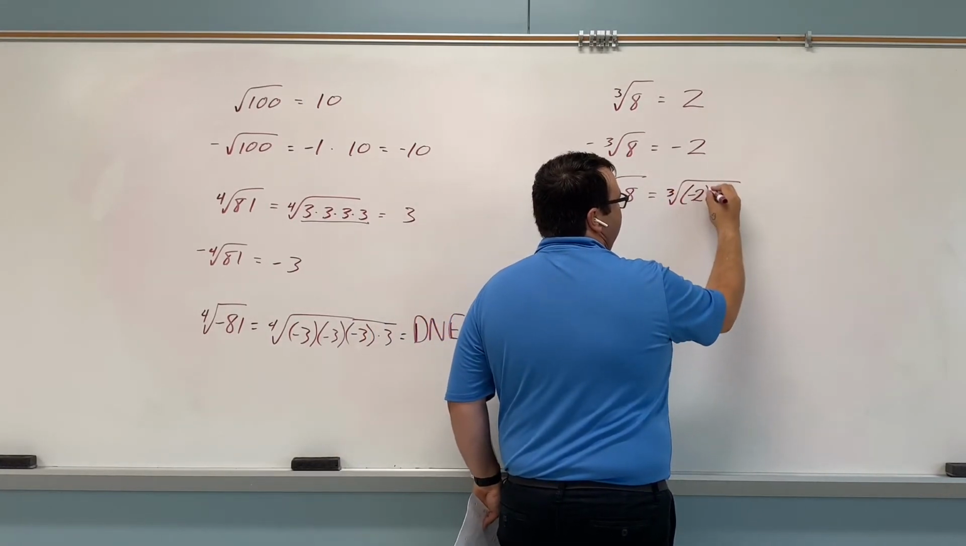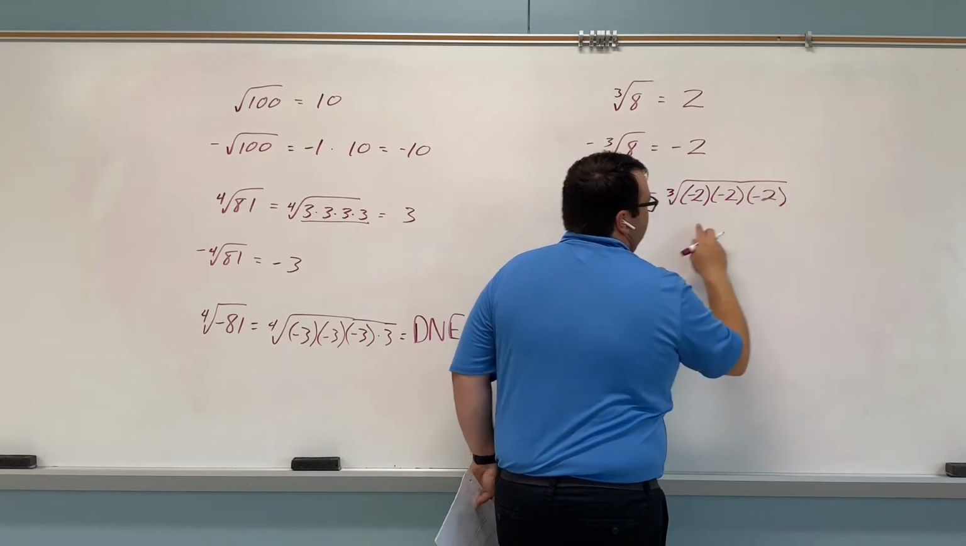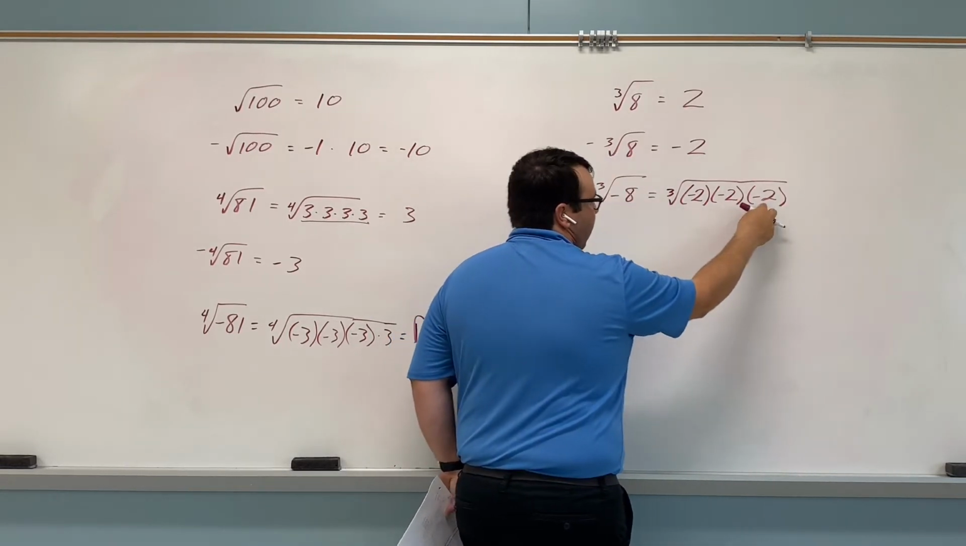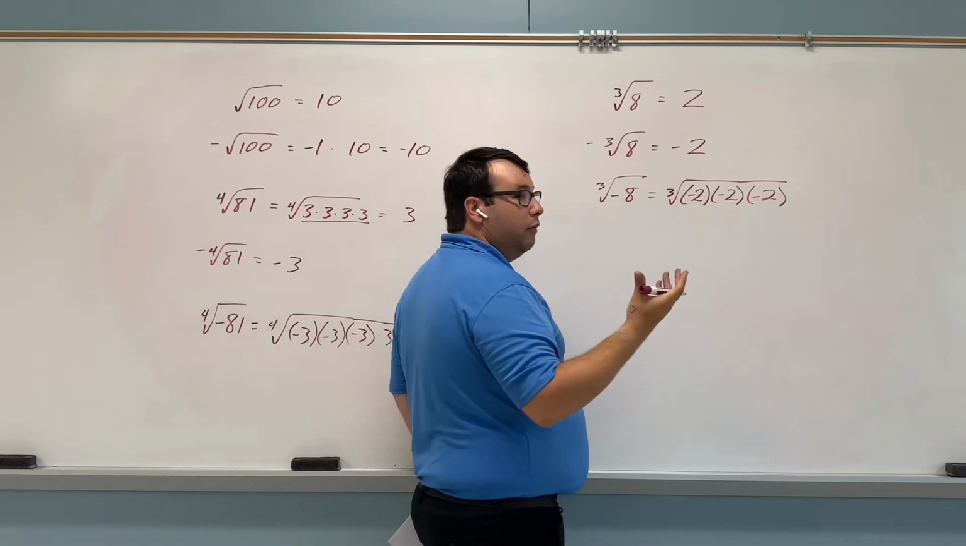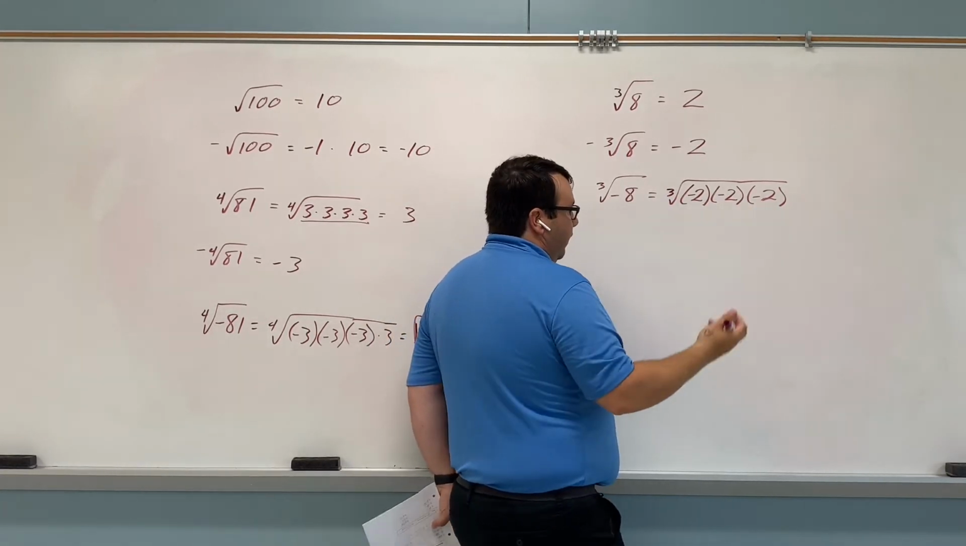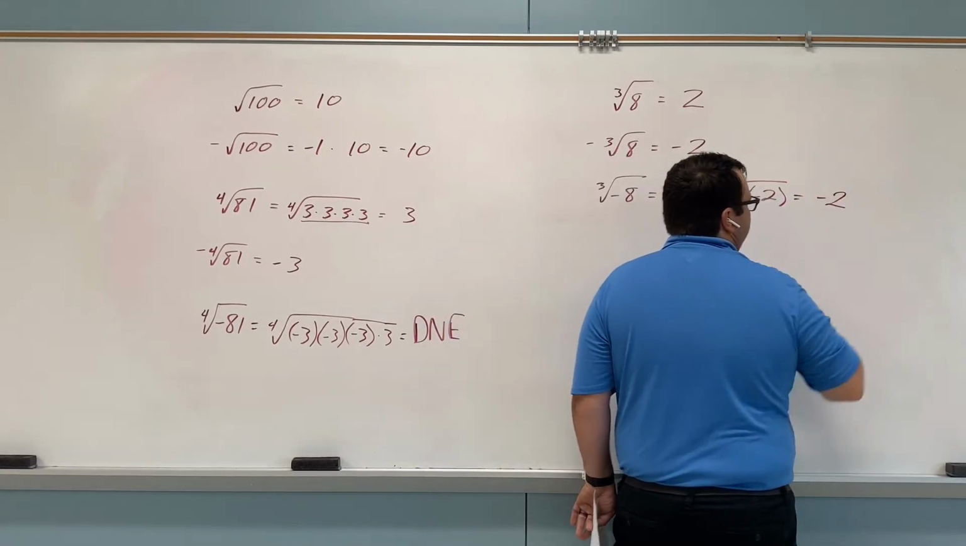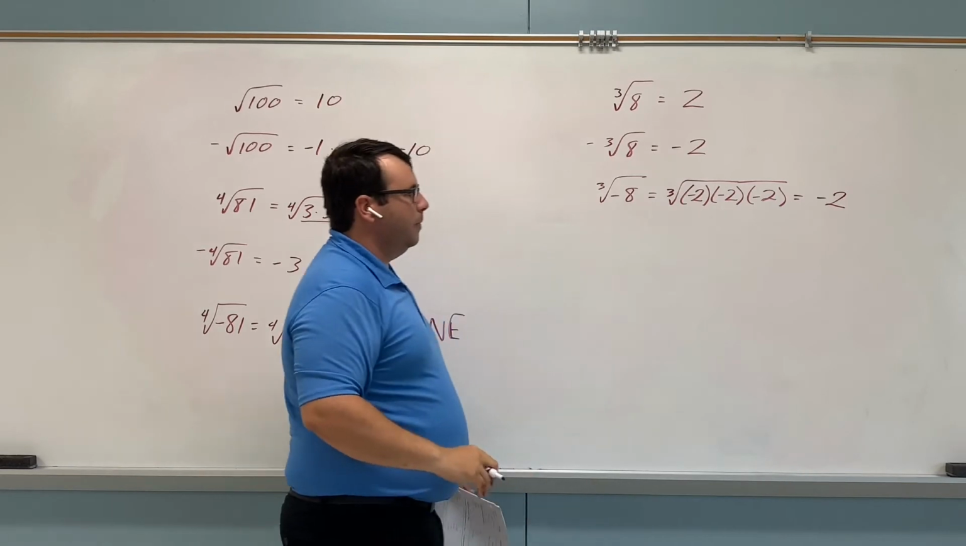That would be like a negative 2 times a negative 2 times a negative 2. So negative and negative is positive, times negative makes it negative again. So that works, cool. And all those 2's actually do work out to 8, so that's awesome. So this comes out to a negative 2.